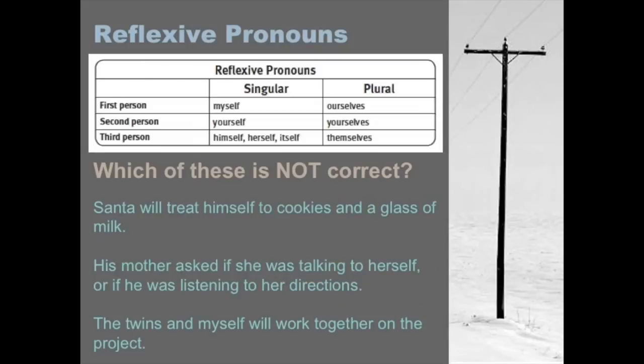On this slide, you can see the reflexive pronouns, again, divided up into first, second, and third person, and singular and plural forms. Now, take a look at the sentences at the bottom and decide which of these is not correct. Santa will treat himself to cookies and a glass of milk. His mother asked if she was talking to herself or if he was listening to her directions. The twins and myself will work together on the project. Think about it.